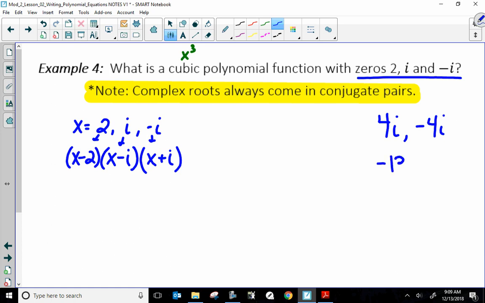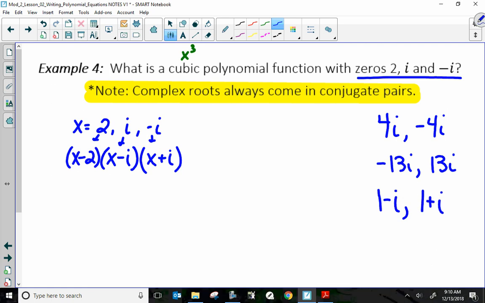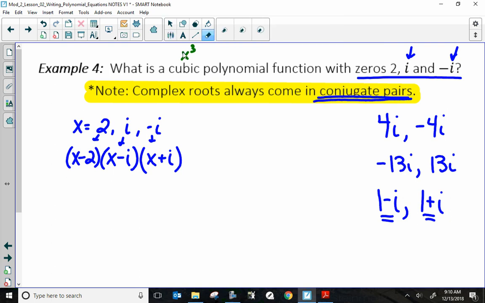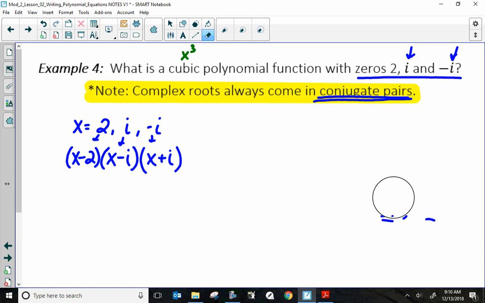If I have negative 13i as one root, even if they don't give it to me, I have to know that positive 13i is a root. If I have 1 minus i as a root, then 1 plus i is a root, because these are still conjugates, okay? Because they gave us i, they also gave us negative i, because conjugate pairs have to be. If you have a solution that's imaginary, the conjugate is automatically also a root or a solution. And they just happen to give that to us. We didn't have to figure it out on our own.